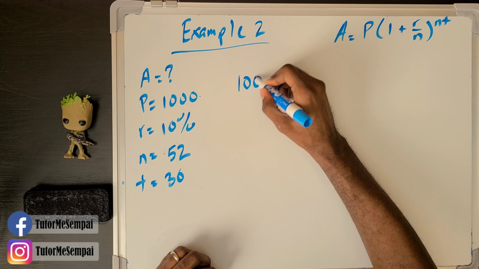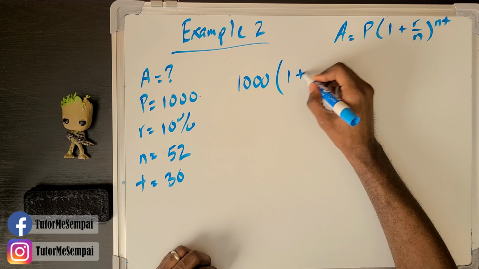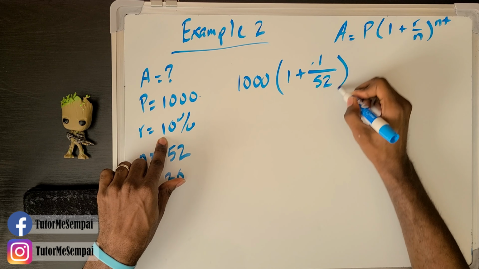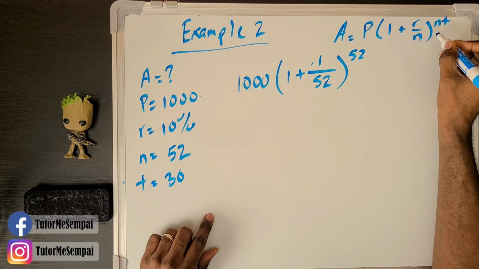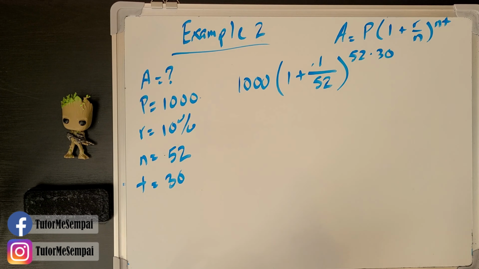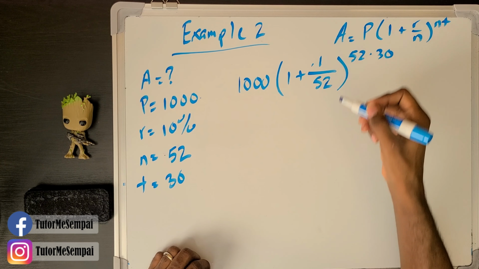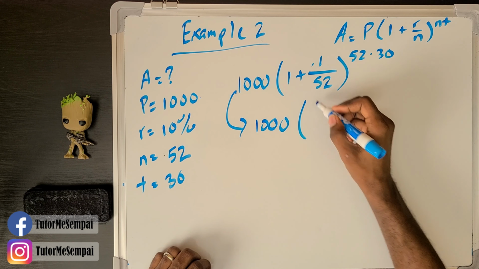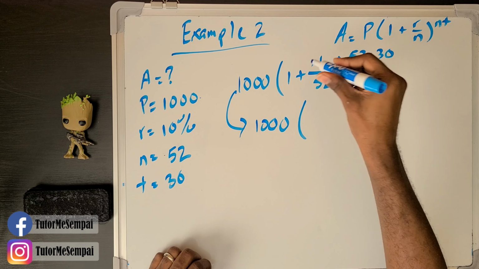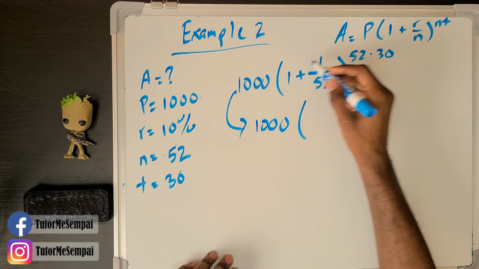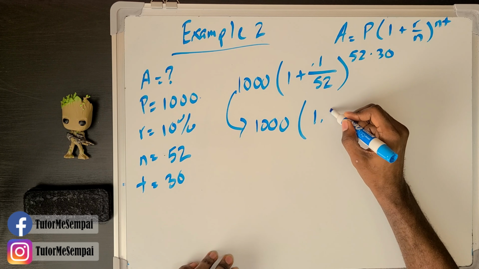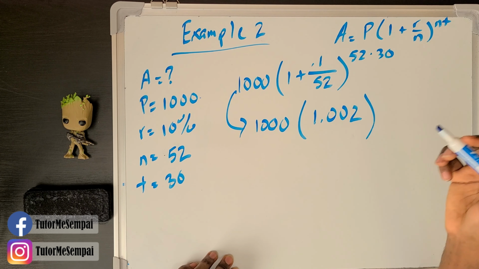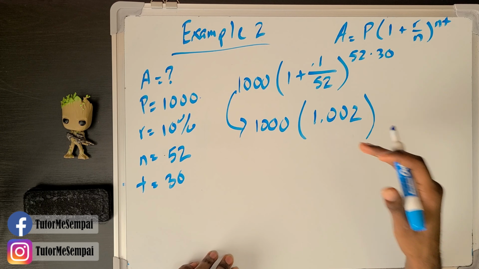We're going to have 1,000 times 1 plus the same 0.1, right? Over 52 this time, raised to the 52 times the 30 years. So we're first going to have to focus on what's inside our parentheses. You can just put all of that into your calculator if you want, or you can do it one at a time, but this inside is going to be 1.002. Let's just round that to 0.002. It's a little bit longer than that, but we're just going to round it to 0.002.